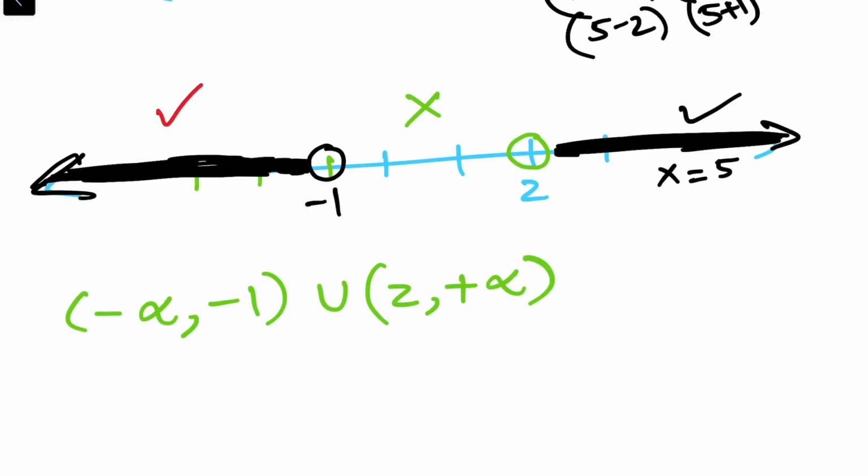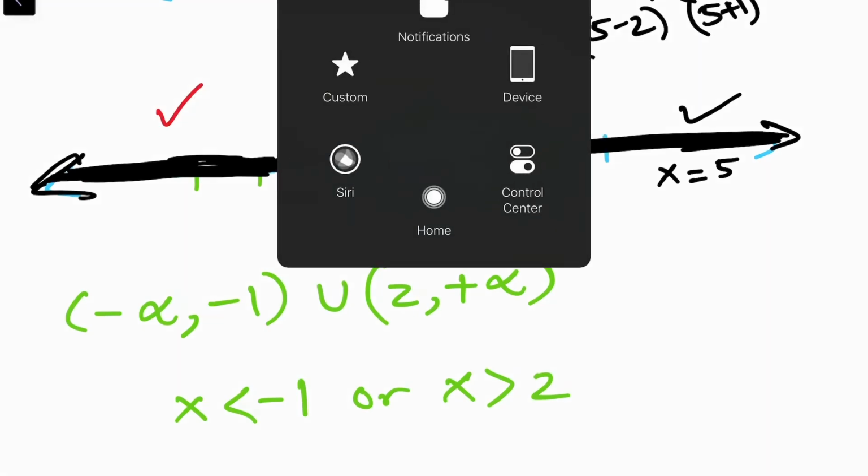All right. So I think this is the best way to answer the question. You can also write x less than negative 1. That means you can choose any number that is less than negative 1, or x greater than 2. All right, so I hope it makes some sense. Let me know if you have any questions.